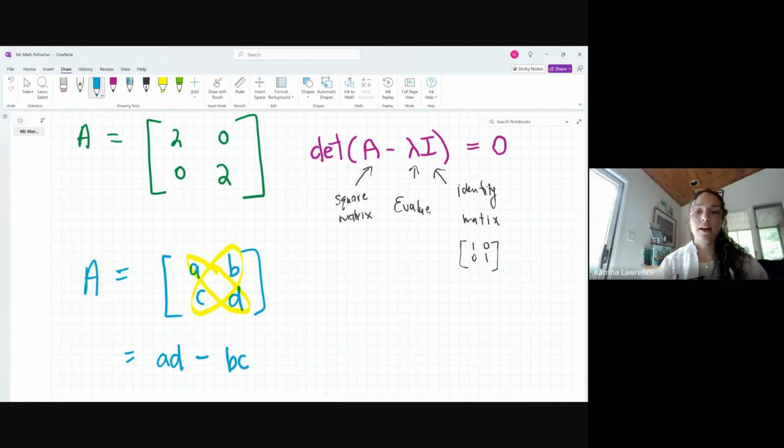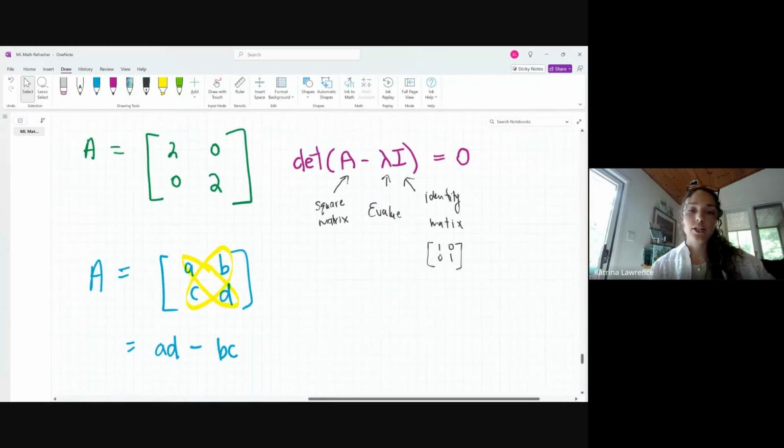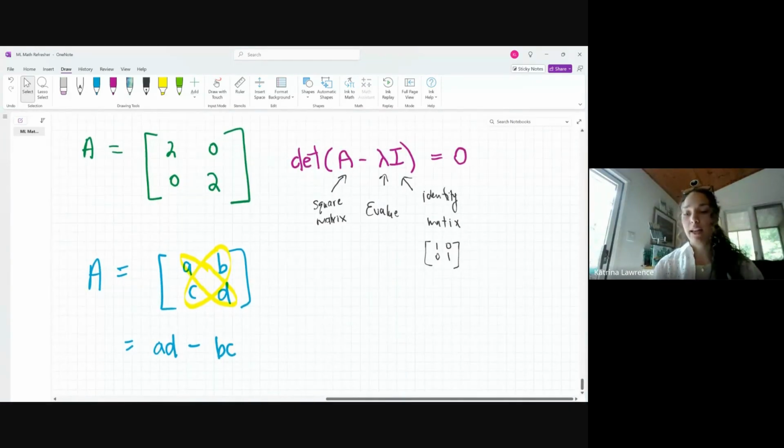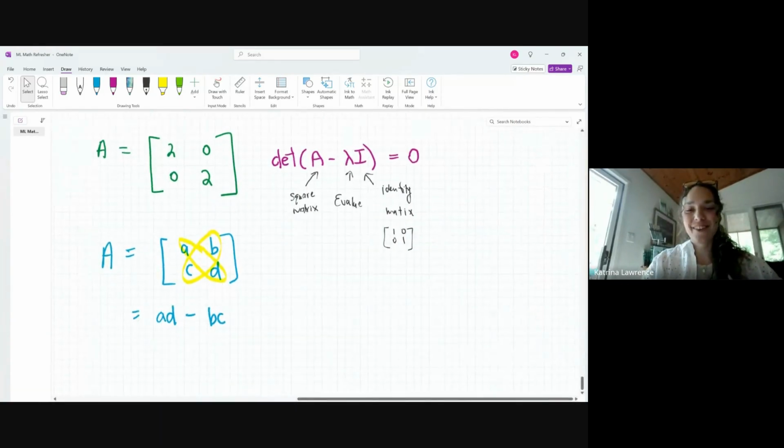Taking the determinant of 3x3 matrices is a little bit more complicated and requires something known as Laplace expansion. If you want to know how to do this, I do have a YouTube video already out on my channel, Math Unlocked with Katrina, where I go through how to find the determinant of a 3x3 matrix. So definitely check that out, but I don't think we have enough time today to go through all that.